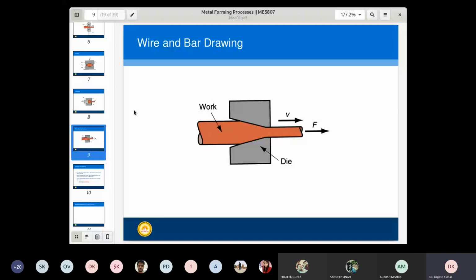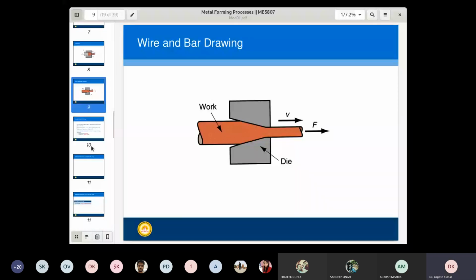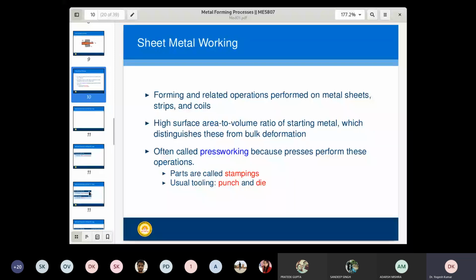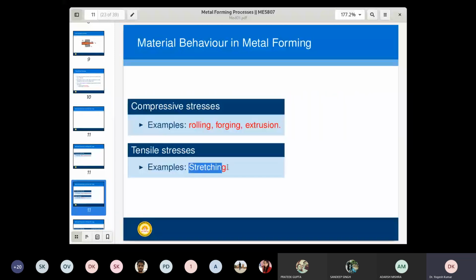I am not taking a diagram of any stretching, but no issue. We can easily imagine how this metal block will be stretched and converted into some aircraft structure or automobile structure by applying tensile forces. So the kind of stresses that will be developed will be tensile stresses.